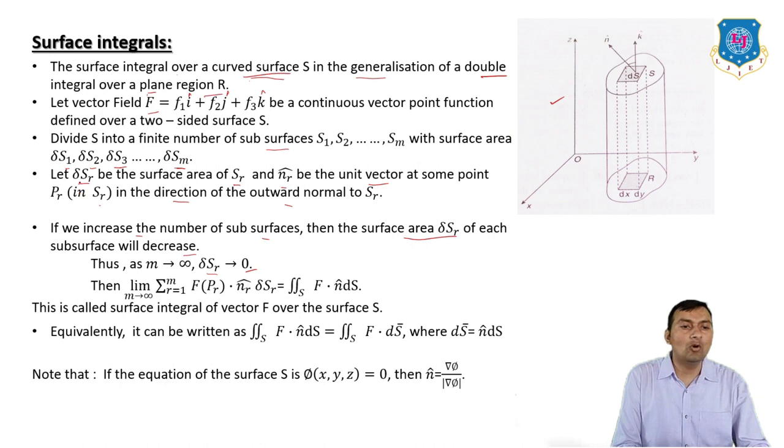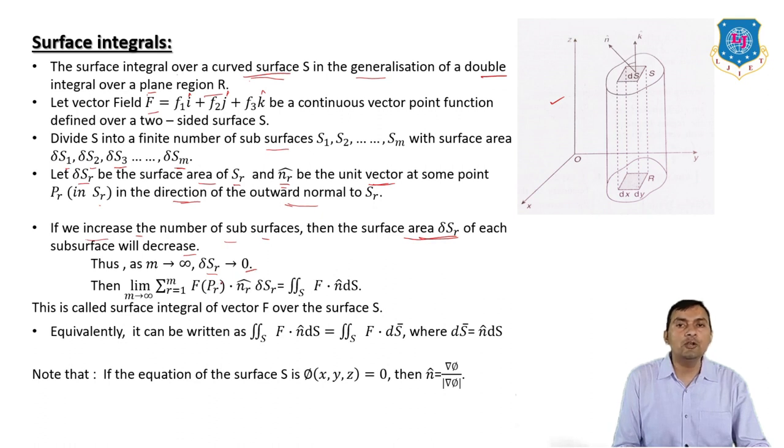Now let us consider a small portion of the surface, say delta S_r, with surface area S_r, and n_r cap is the unit vector at some point P_r in S_r in the direction of the outward normal to S_r. It means that n_r cap is nothing but the unit normal vector to the surface at the particular point. Now, if we increase the number of subsurfaces, the surface area delta S_r of each subsurface will decrease. Thus, as n tends to infinity, delta S_r tends to 0.